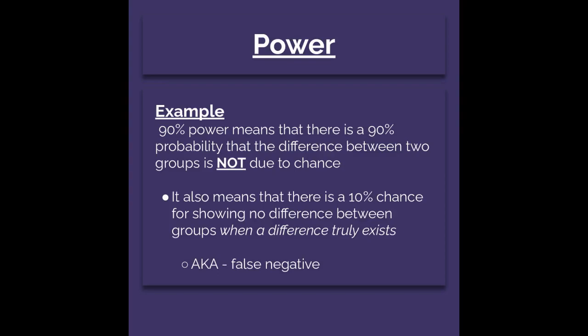Another way of putting this is that a trial with 90% power means that there is a 90% probability that the difference between the two groups is not due to chance. It also means that there is a 10% chance for showing no difference between groups when a difference truly exists. Again, a false negative.